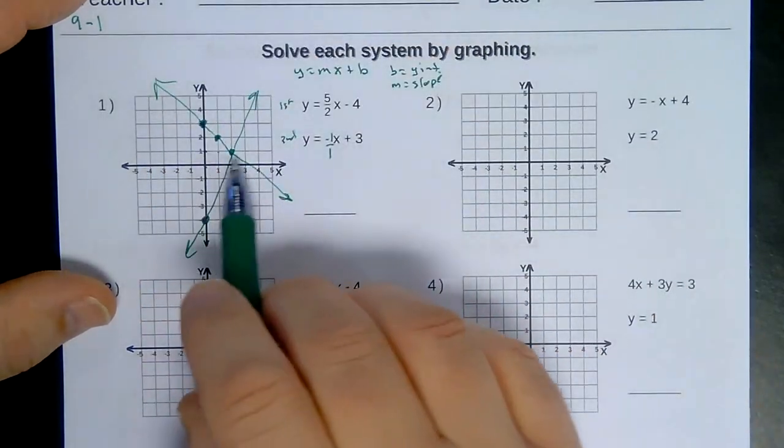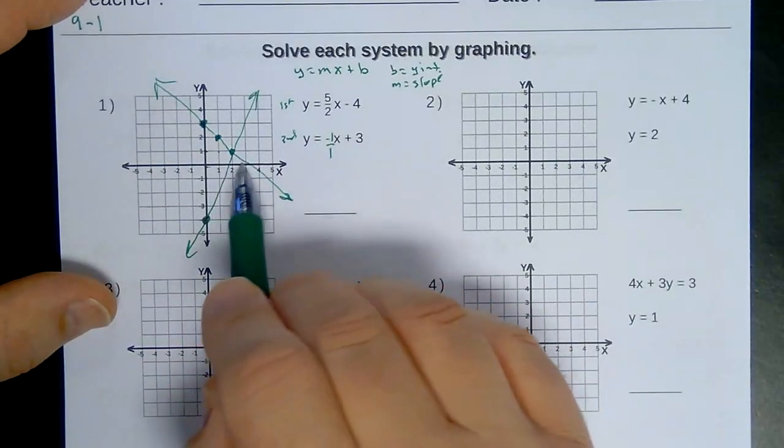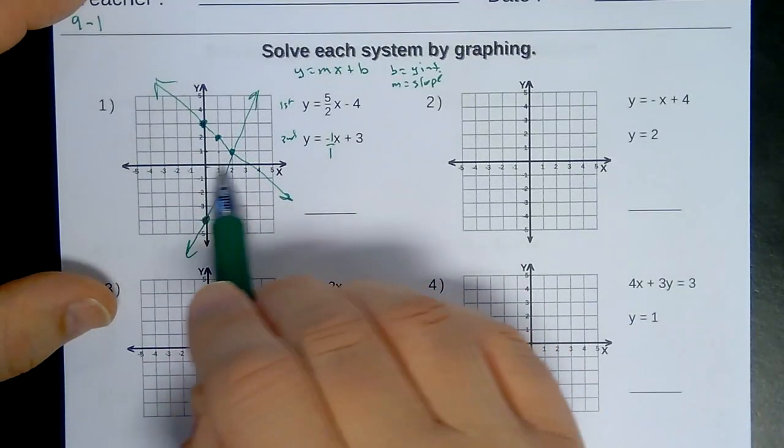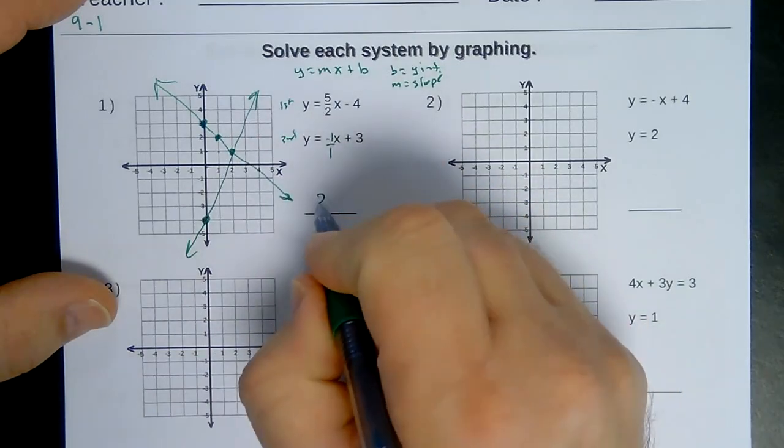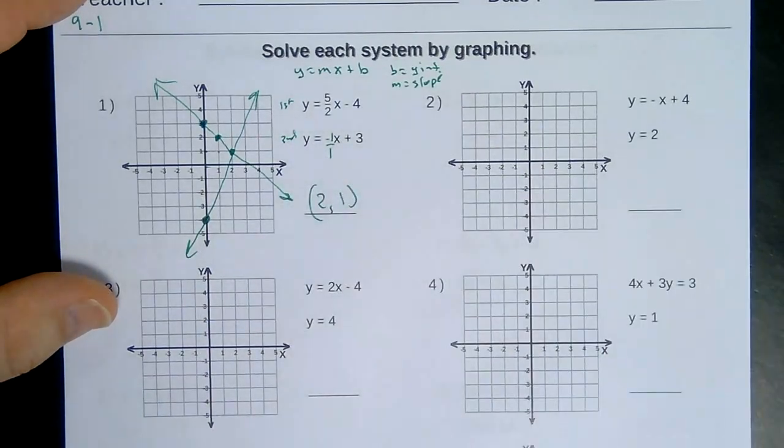And what I'm looking for is where the two lines intersect. And it looks like they intersect right here at 2 and 1. So 2, 1 is my intersection.